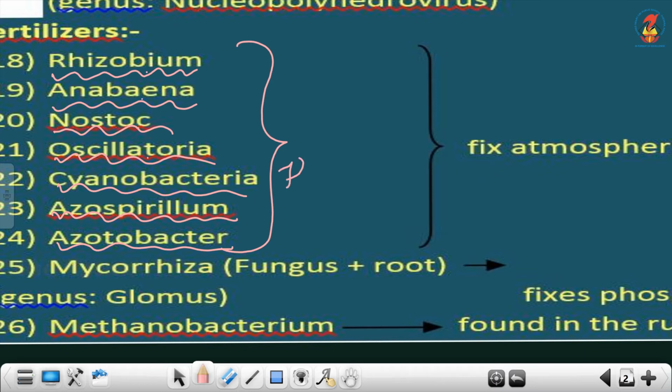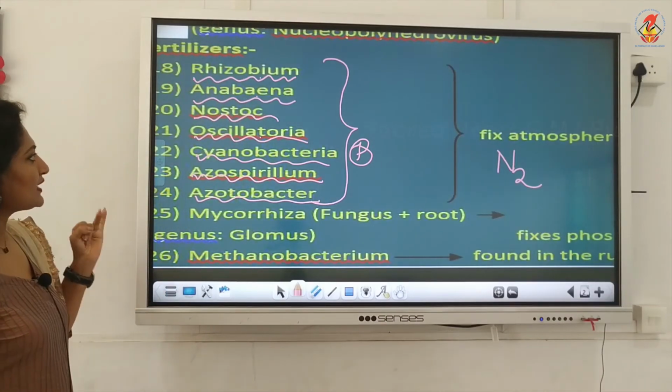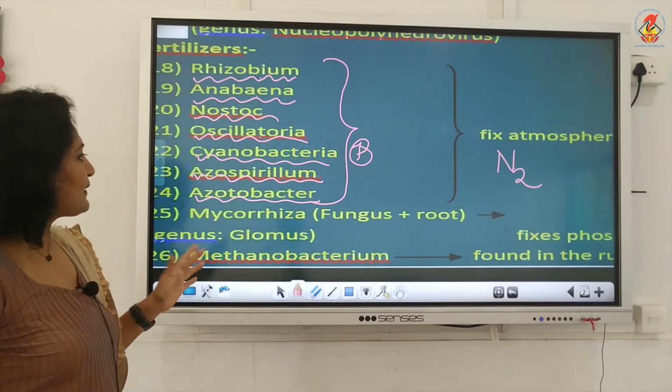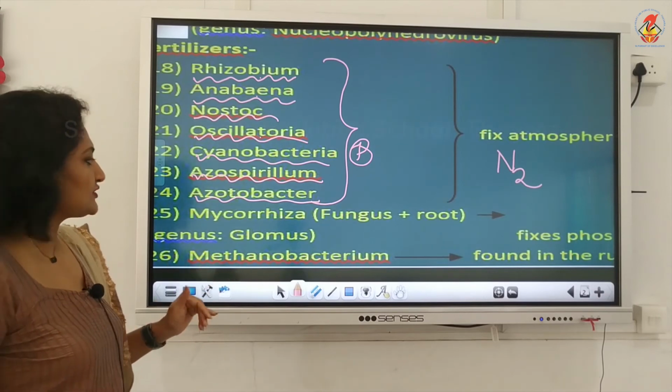Seven of them fix atmospheric nitrogen. They fix the atmospheric nitrogen. They may be either associated, showing symbiotic association, or they may be free living. So once again, which help in fixing the atmospheric nitrogen in the soil are Rhizobium, Anabaena, Nostoc, Oscillatoria, Cyanobacterium, Azospirillum and Azotobacter. Clear? To fix atmospheric nitrogen.